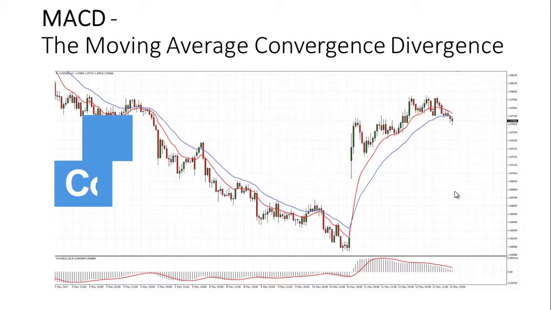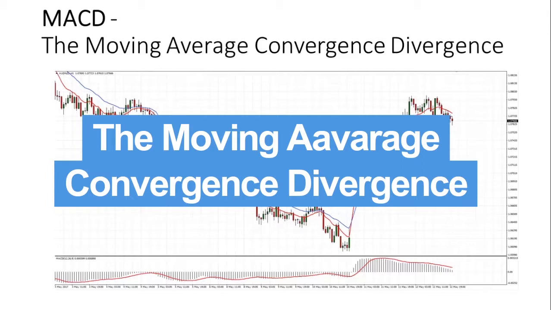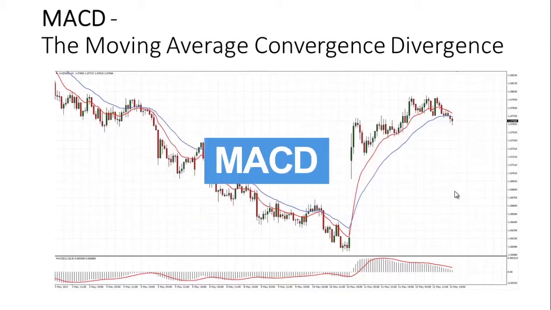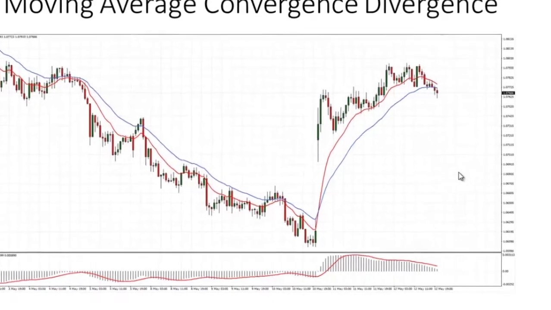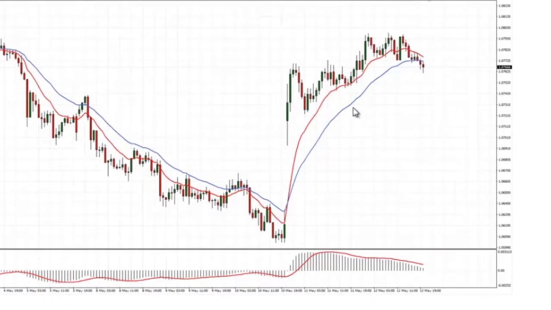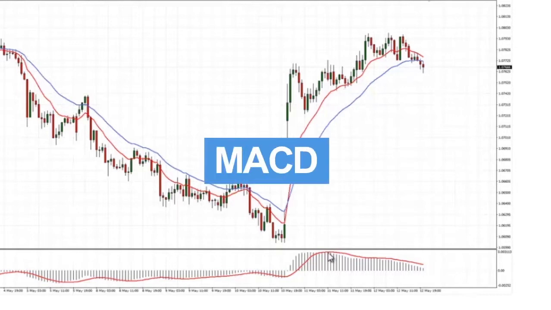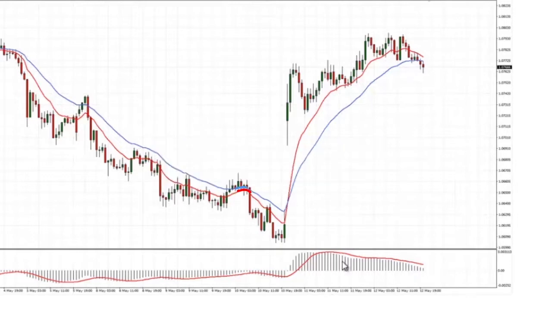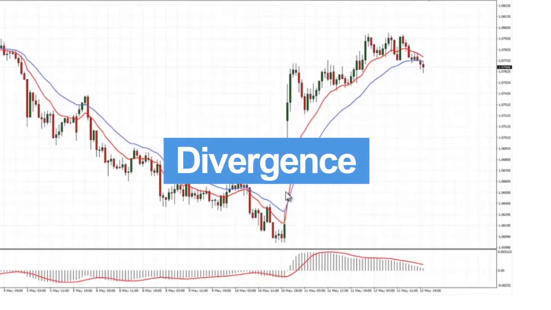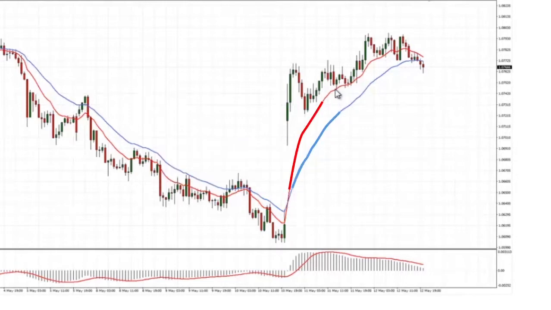Today we will start with the moving average convergence divergence. MACD is one of the most well-known and used indicators in technical analysis. This indicator is made of two exponential moving averages which help measure momentum in an instrument. These moving averages and the changing distance between them become the MACD. Convergence simply means the moving averages are moving close together, and divergence simply means they're moving away from one another.